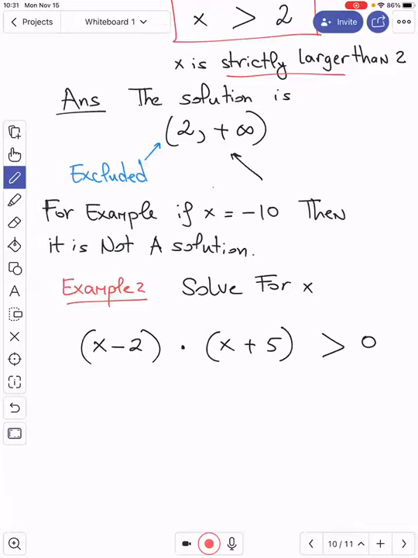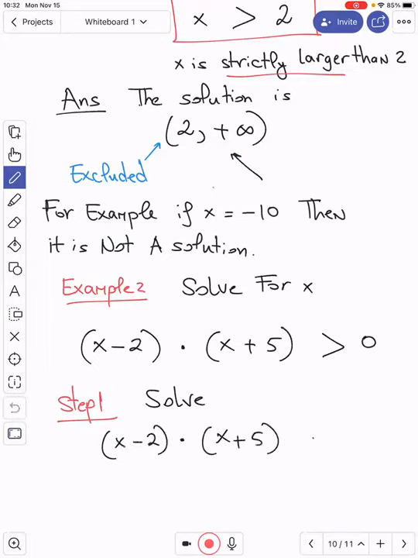And again, the idea here is to find all possible values of x which satisfy this inequality. Now, so how do we solve such an inequality? Well, first step, step 1. What I'm going to do, we're going to make it equal to 0 actually. So we're going to solve x minus 2 times x plus 5 equal to 0.